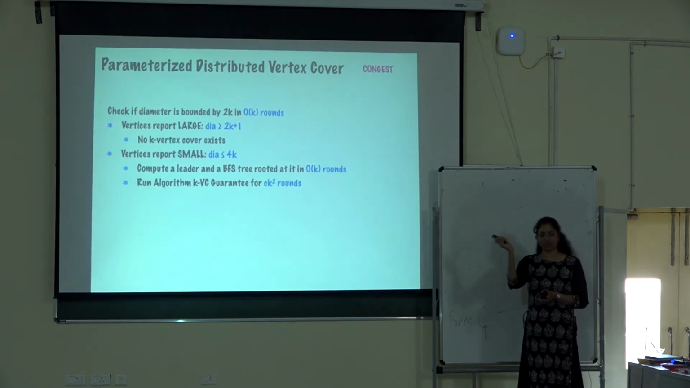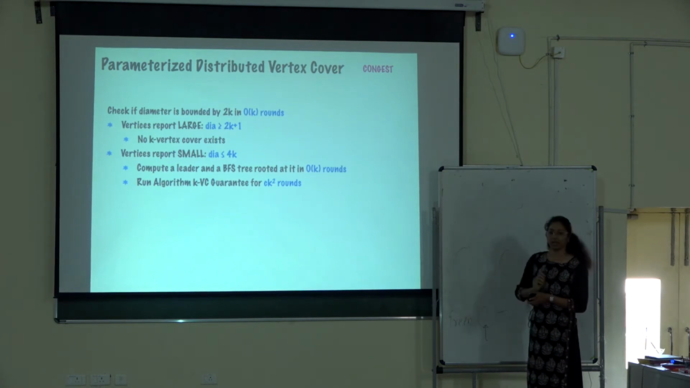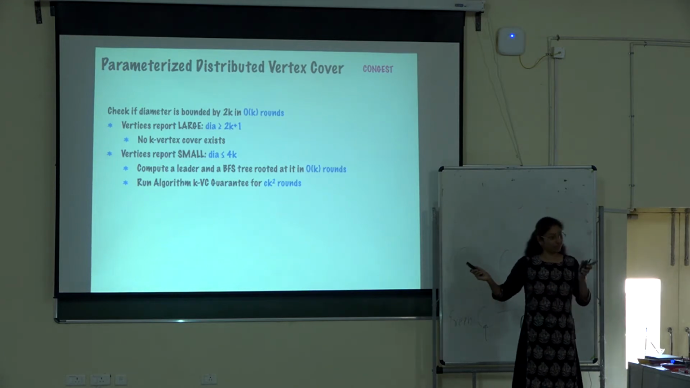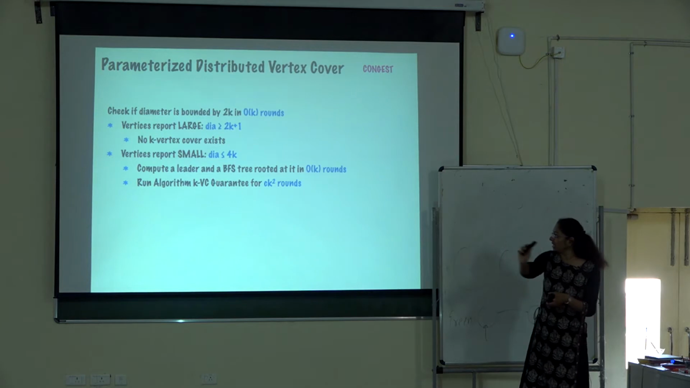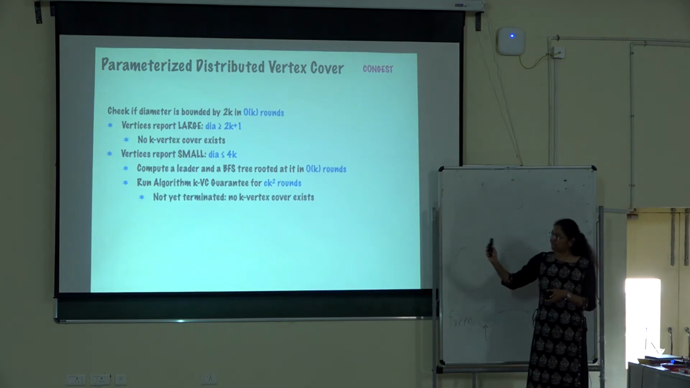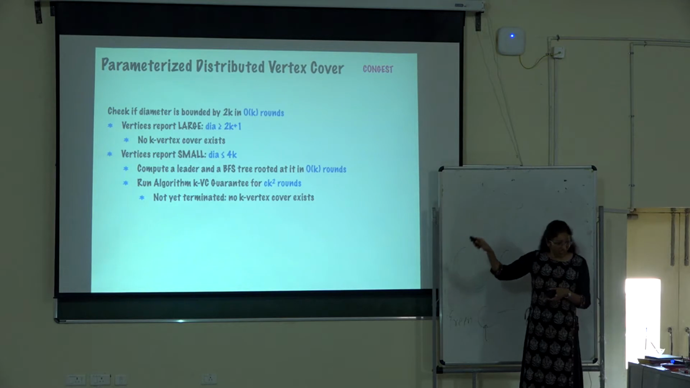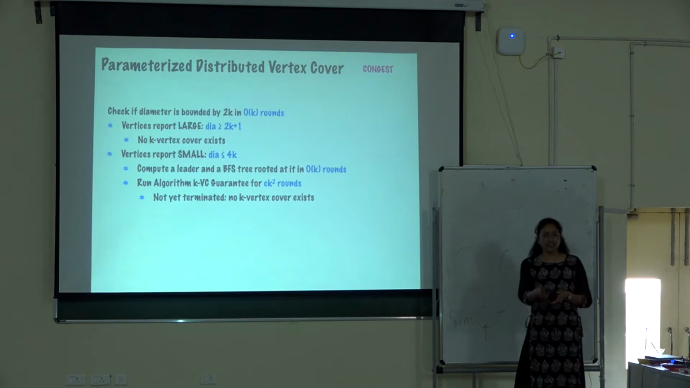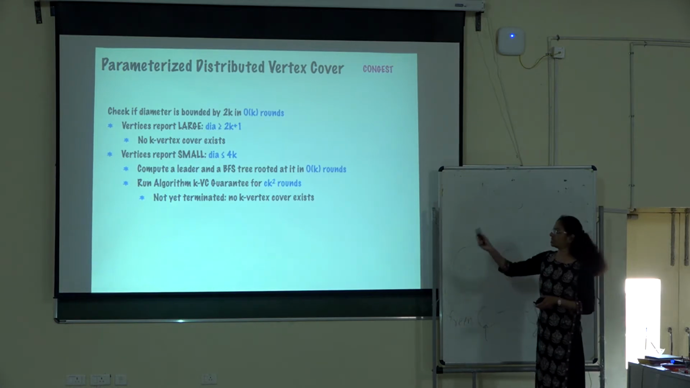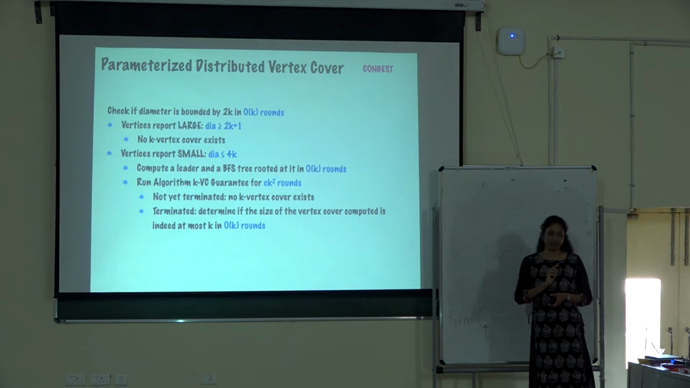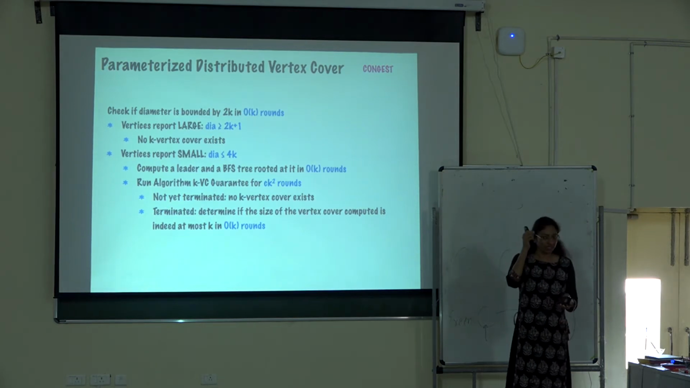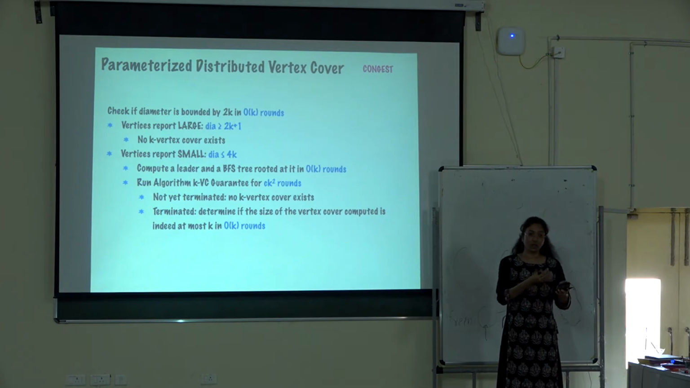Then we run the guarantee algorithm now for ck square rounds. That guarantee algorithm assumes that there is a k vertex cover, but we are running it on a graph that need not have a k vertex cover. So we run it for only ck square rounds. If it does not terminate within that, we can conclude that there is no k vertex cover, because if it had a k vertex cover, it would have terminated in that many rounds. So this part is easy. Now, if it had terminated, it has computed some vertex cover, and we need to check that it is indeed a k vertex cover. If you just think about it, you will see that it's not trivial to see that what it outputs is a k vertex cover.